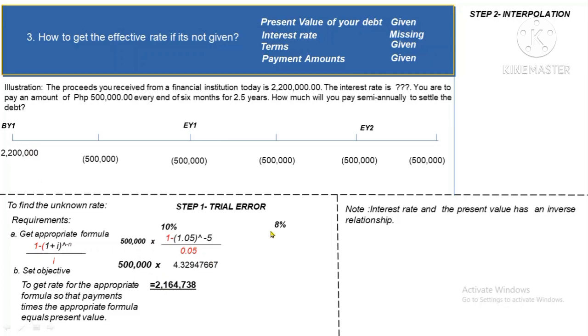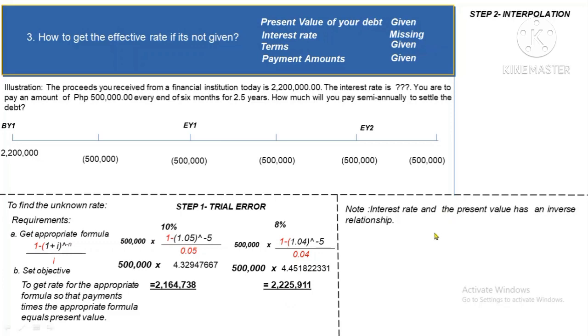But we are not going to use the 8%. We're going to use the 8% divided by 2 semi-annual periods, or 4%. So let's substitute. We have 500,000 times 1 minus 1.04 raised to the power negative 5 over 0.04. To simplify that, we have 500,000 times 4.451822331, and then we're going to get 2,225,911, and that is our trial and error.